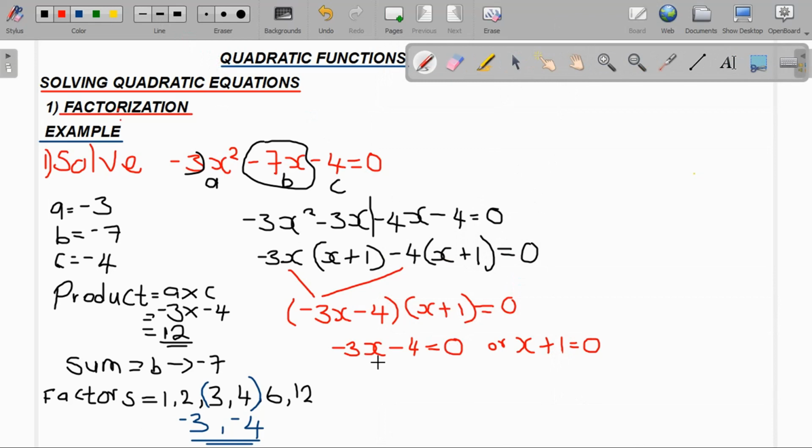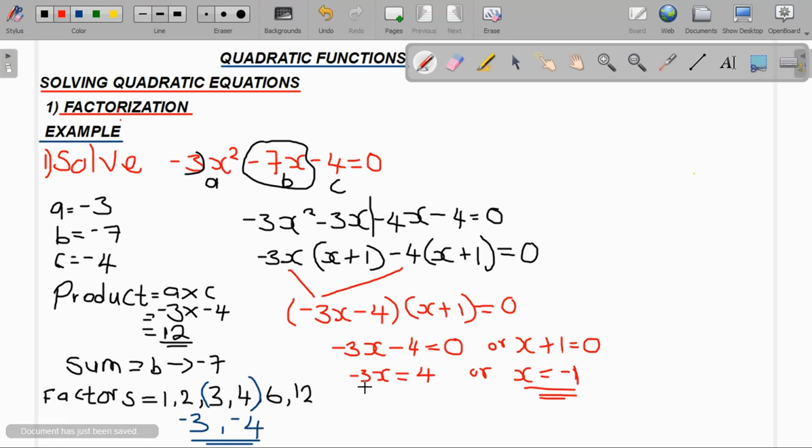How are we going to solve them? We're going to group the like terms. So we're going to have negative 3x is equal to, once the negative 4 crosses this sign, it changes to positive 4, so it will have 4 there. And then or, we group the like terms this side. So x is equal to, once this positive crosses the equal sign, it changes to negative 1. So x is negative 1, the first one.